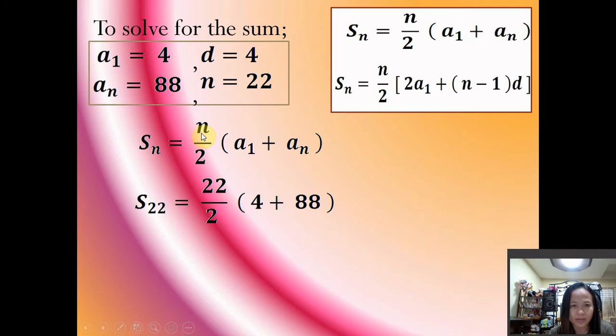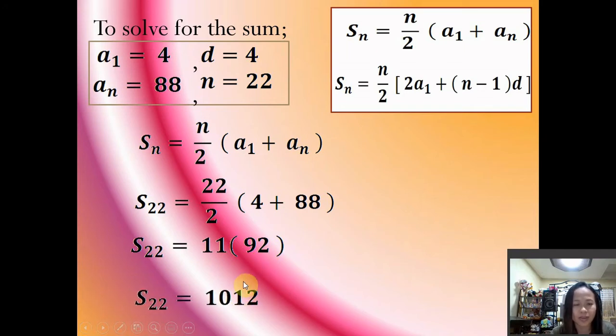Okay, so we have our n here, which is 22 over 2. Our first term here is 4 plus our last term, which is 88. So we have 22 divided by 2, that's 11. Then 4 plus 88, that is 92. 92 times 11, so we have 1,012. Therefore, the sum of the 22 terms of our sequence is equal to 1,012.